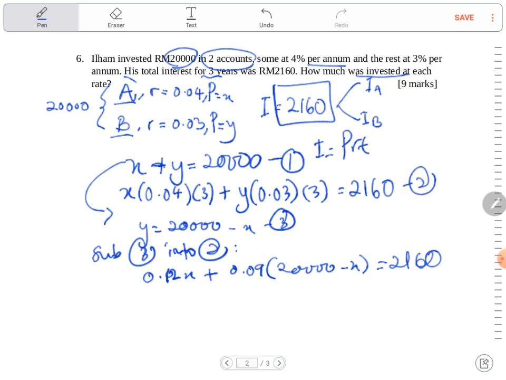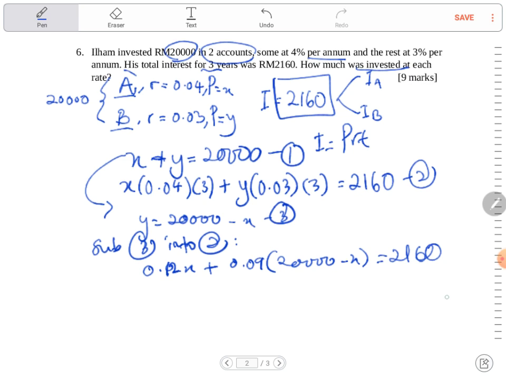Itu sahaja. Okay, your final answer, one will be 8,000, one will be 12,000. But what you need to do is to write the conclusion. Conclusion for account with 4% per annum, how much? Account with 3% per annum, how much? Okay, you have to put the conclusion. Okay, so that's for question number 6 lah. Itu sahaja sebenarnya. The thing is that you must relate the information given.